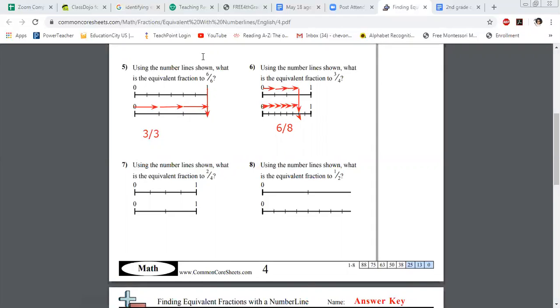Let's go down here. Get my arrow back. All right. So this one's in fourths. They're looking for 2/4, 1/4, 2/4. Let's look and see right here what's equivalent. Let's count our lines. 1, 2. So this is going to be in halves. So we have 1/2. That's going to be our equivalent fraction there.